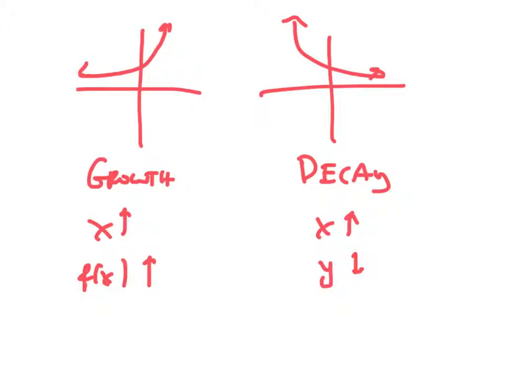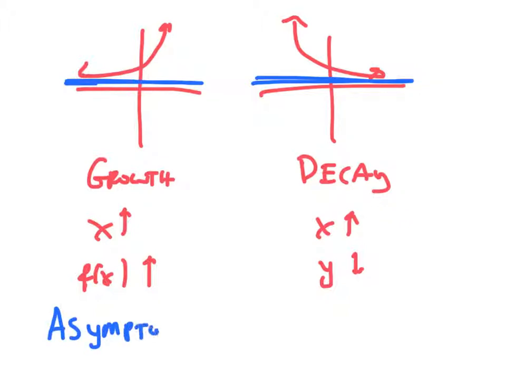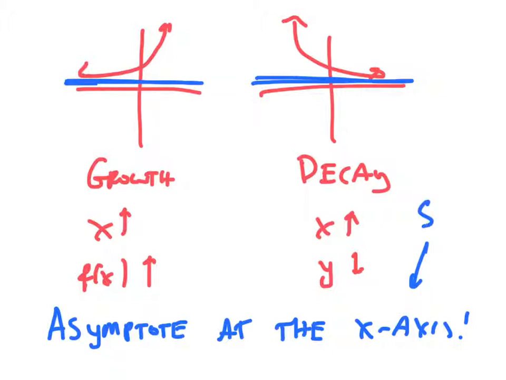If you notice, on both of these graphs, they have an asymptotic behavior here at the x-axis, meaning they get closer and closer to the x-axis, but they never touch it. So in simple exponential equations, you have an asymptote at the x-axis. Now remember, this is for simple exponentials like we're dealing with today. There may be more that look like that.